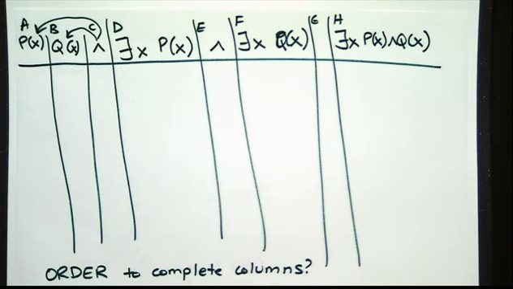G is where we check whether E or H, which direction I can go. Does E imply H or vice versa? I didn't really leave enough room. I wanted to have more room for that.